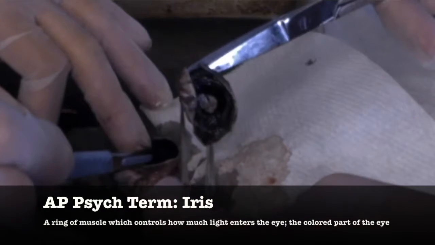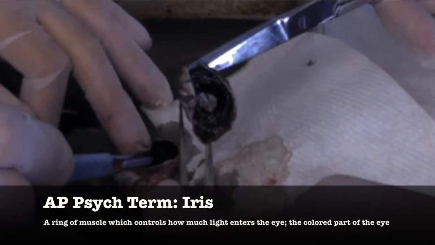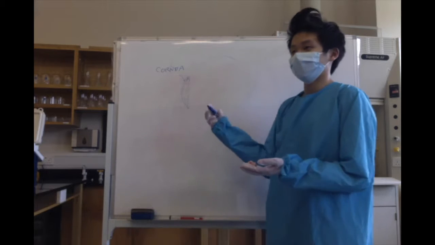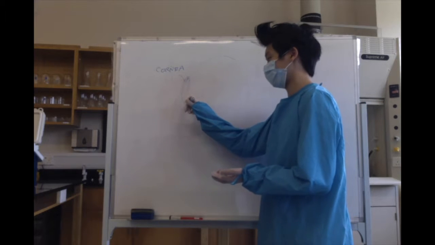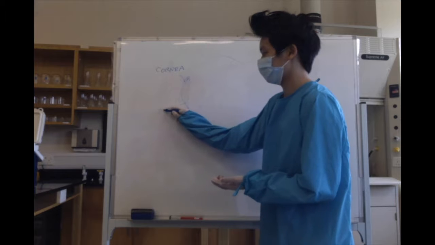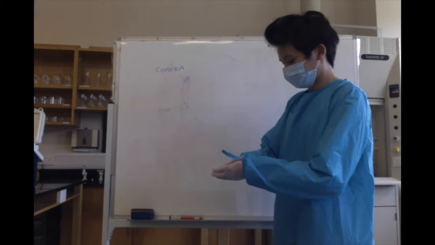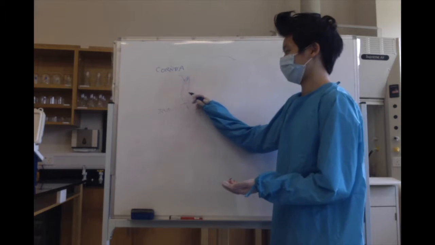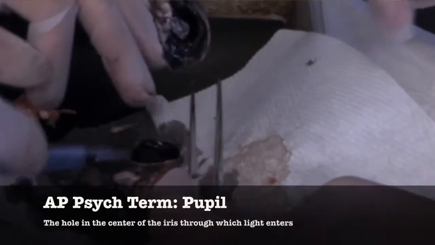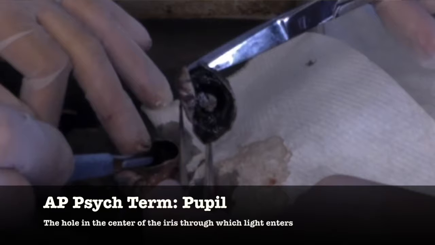Now the iris is basically a ring-shaped muscle, and it's the colored part of the eye. And it controls how much light enters the eye. In addition, the hole in the iris is called the pupil. The pupil is the opening through which light enters.